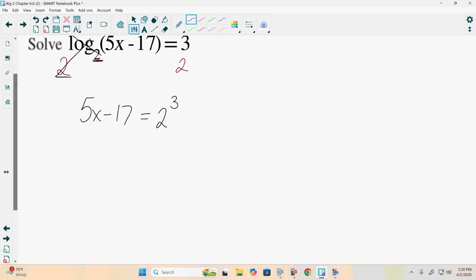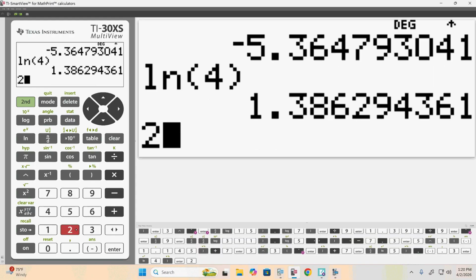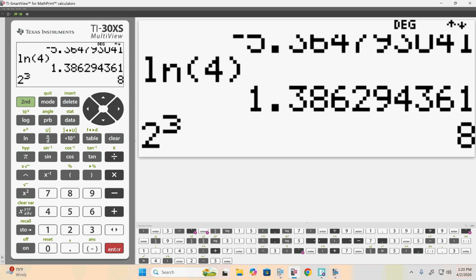So when I put both sides to the base of 2, our 2 to the log base 2 of 5x minus 17 is going to be 5x minus 17. Our other side we have is 2 to the third. Now, is 2 to the third power a nice number? Yes. Because 2 to the third is 8.